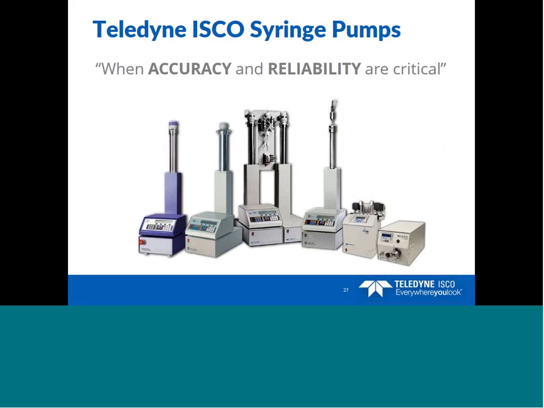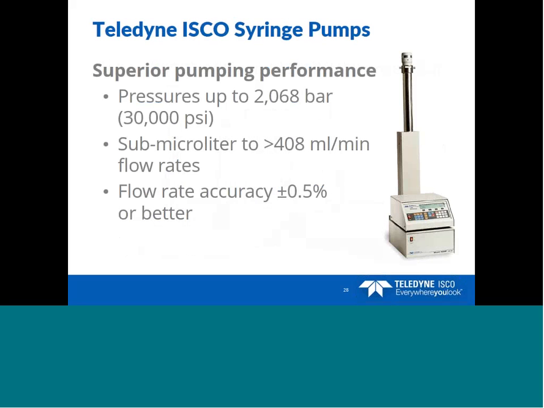Next, we will cover pump selection. The basic specifications of Teledyne ISCO pumps range with pressures up to 268 bar or 30,000 psi, sub-microliter to 408 mL a minute flow rates, and flow rate accuracies are plus or minus 0.5% or better.